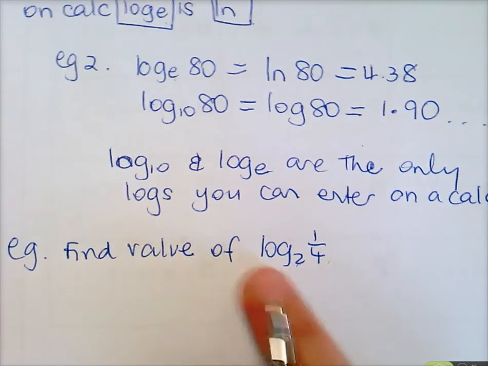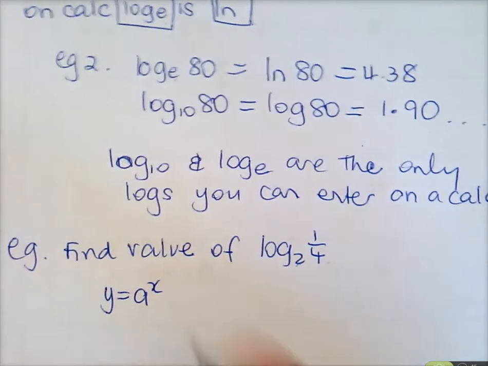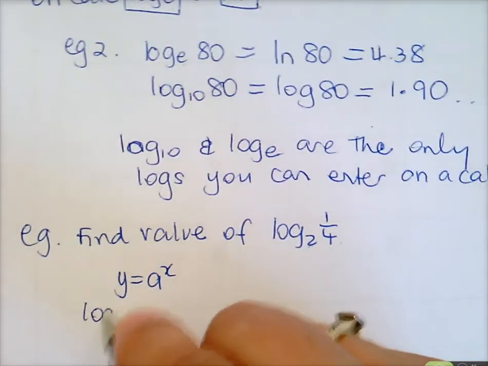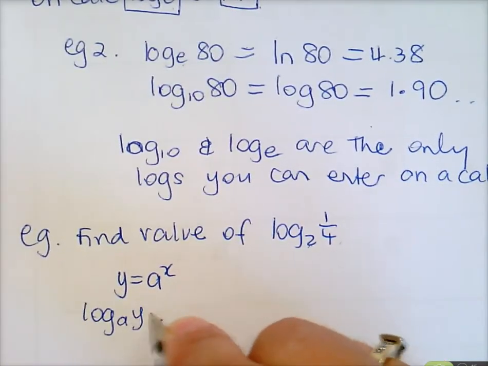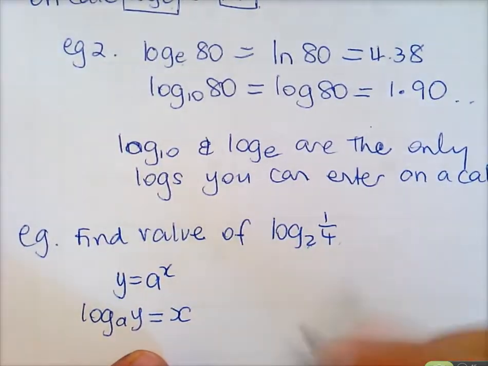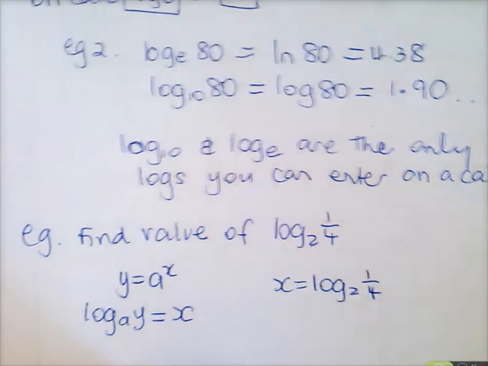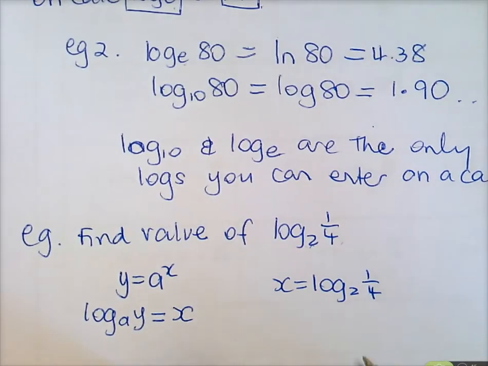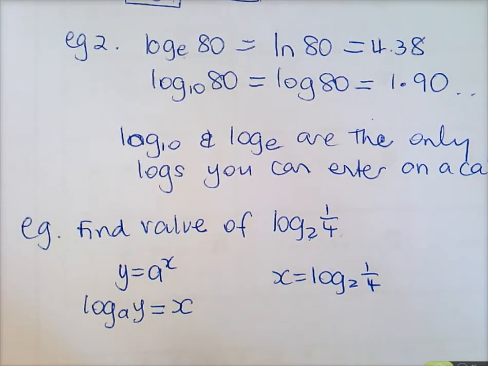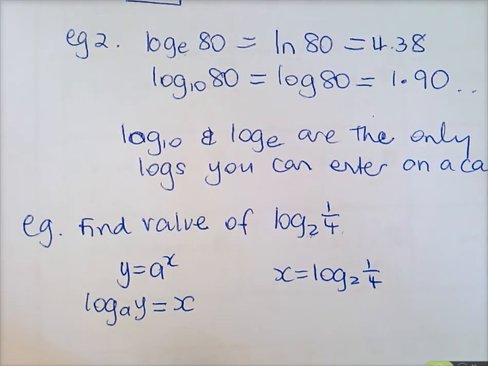But, girls, if you look at how you've got log to the base 2 of a quarter, you know how I said if y equals a to the x, then what's my rule? Log to the base a of y equals x. So if you look at what you've been given, I can say, in my case, x is log to the base 2 of a quarter. I know you're getting a bit confused. You know what? I might just teach you change of base. It might be easier.